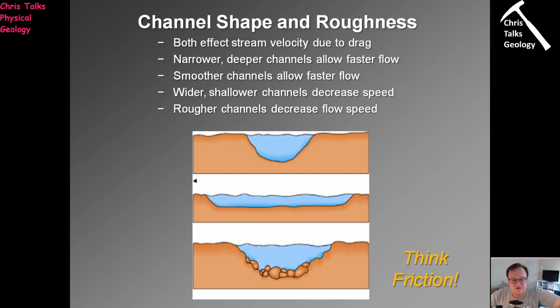And so what you really want for maximum velocity for your river is a nice straight channel, where you have nice smooth sides and the channel itself is quite narrow and deep. In contrast, for reduced velocity, you're going to have a situation where your channel contains lots and lots of material in the bottom of it, and your channel is quite wide and quite shallow.